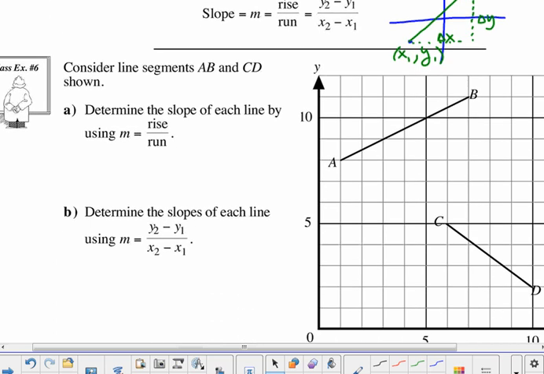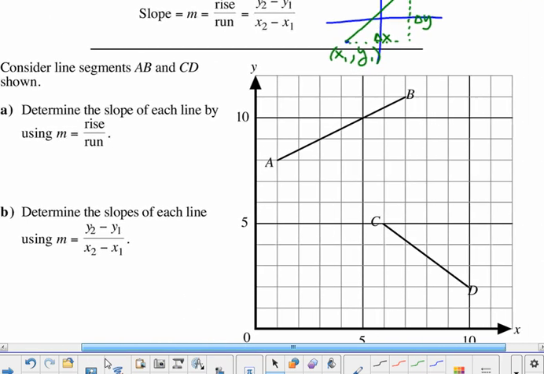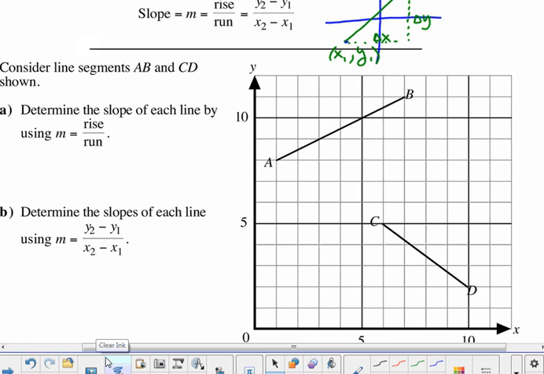So determine the slope of each line with rise over run. We're just using rise over run, slope of line AB. So let's find our rise. Starting at A, we move up or down, and then we go left or right. So we go up how many? 1, 2, 3. So our rise is 3 over our run, 1, 2, 3, 4, 5, 6. We always reduce our fraction, so 3 over 6 is 1/2.